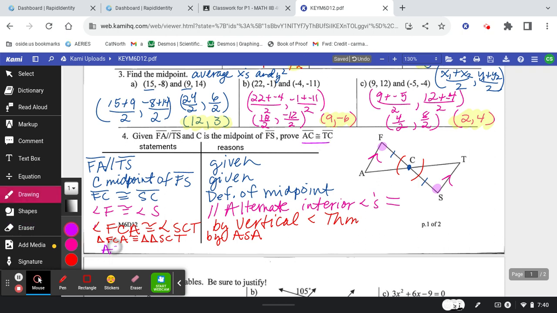And finally, I go up to do my proof statement. And I say that AC is congruent to TC. Do you remember what it's by? You got it, CPCTC. All right, that's the front of the worksheet. How'd you do?